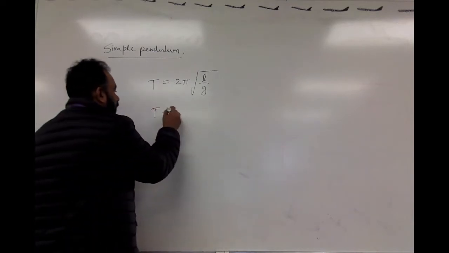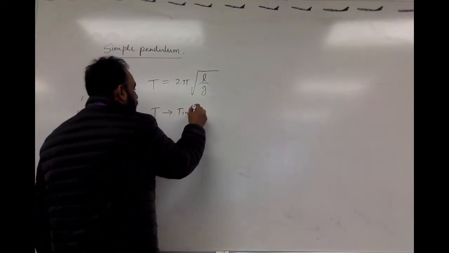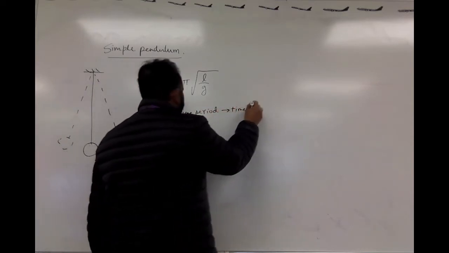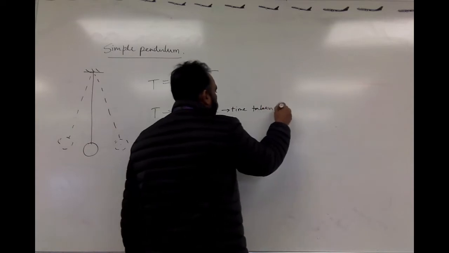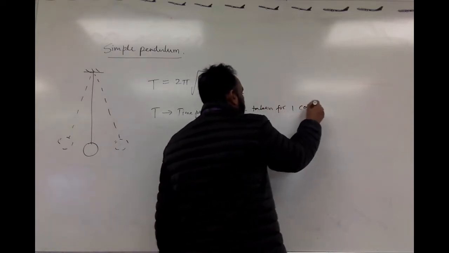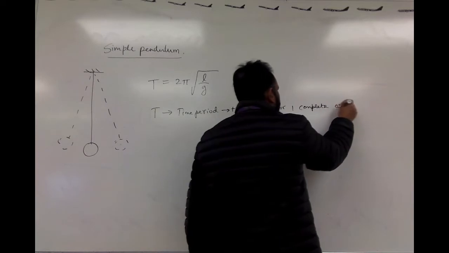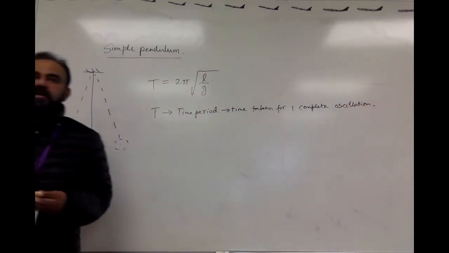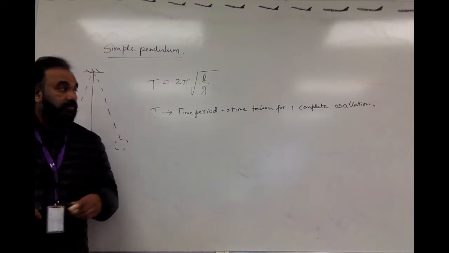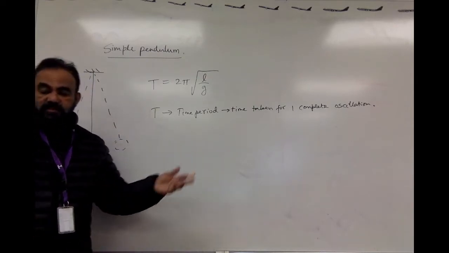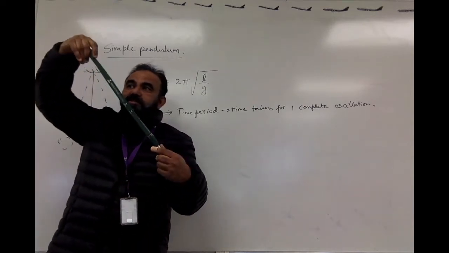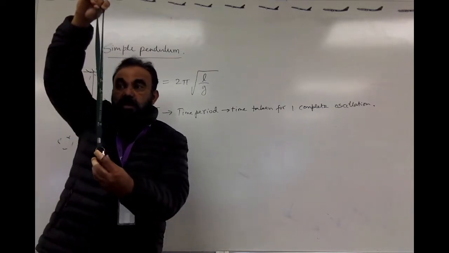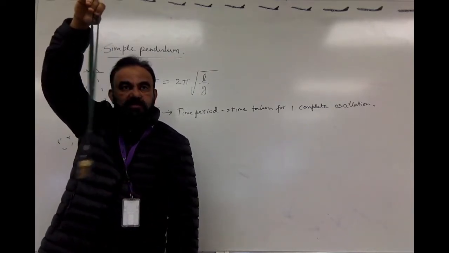So T stands for time period, which is the time taken for one complete oscillation. One complete oscillation. How long it takes for one complete oscillation, that is called time period. And if you watch this, you can see the time period. How long it takes to swing once.